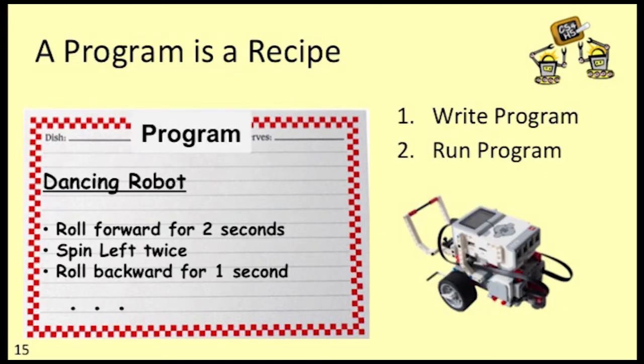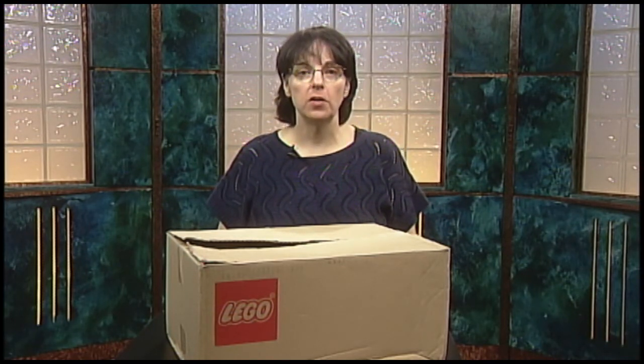Similarly, in order to get my robot to do something, I have to write a program and then tell my robot to run the program. In other words, I'm telling my robot to follow the instructions. Let's talk a little bit more about hardware and software. We'll start with hardware, which, remember, is all of the stuff that you can touch.